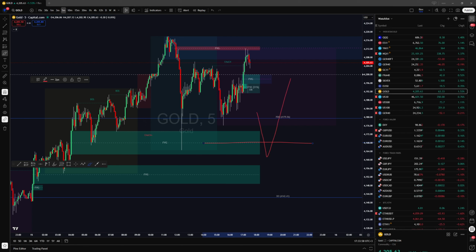The biggest minus of this aggressive entry: you have a big stop, you have to have experience, and this type of trade is not for beginners.